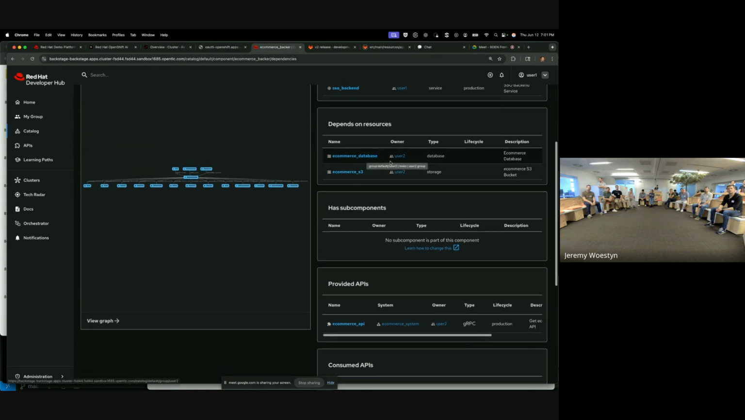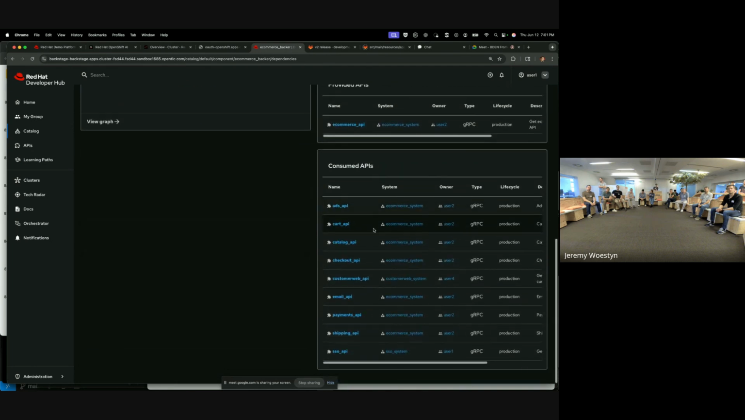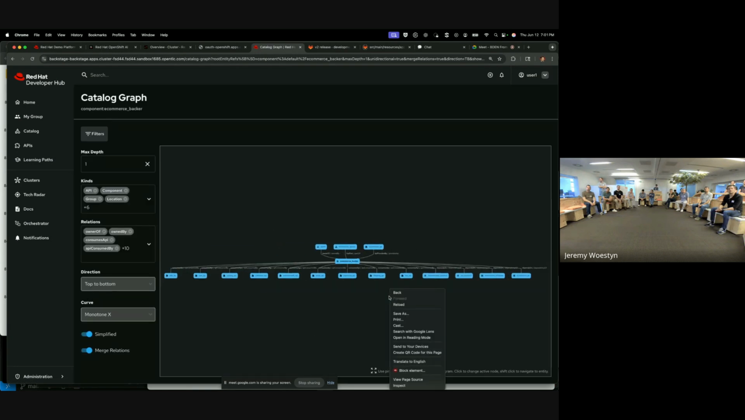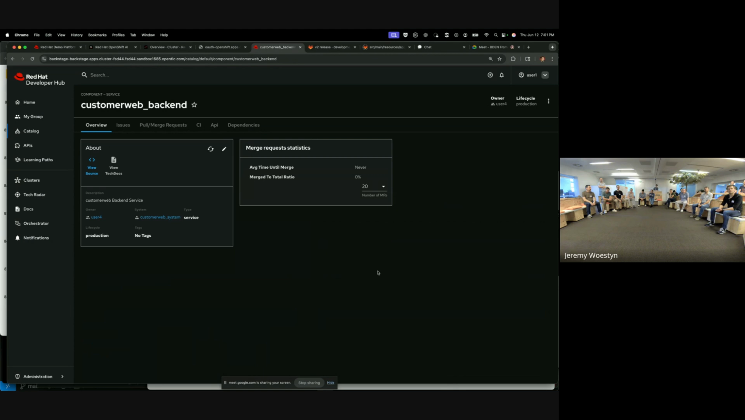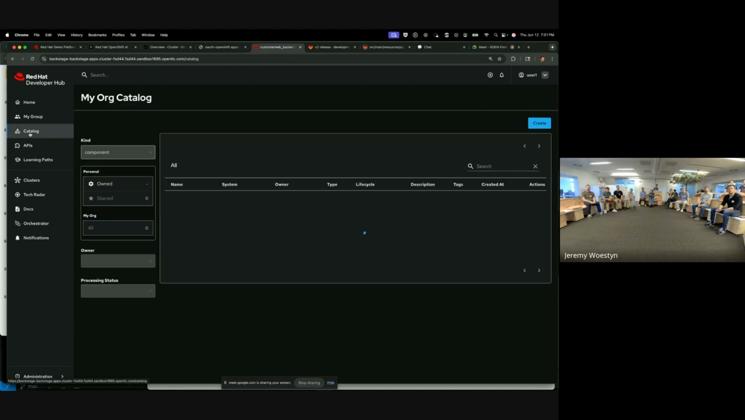So you can see I've got databases here. I've got other APIs I consume. I can drill down on that and find out more information about it. I can look at those dependencies. If I want to double click here and find out more about that customer backend, I can figure out where it is in the source repository, because those are often lost, and I can just find it. So finding what you need and getting access to maybe some documentation.